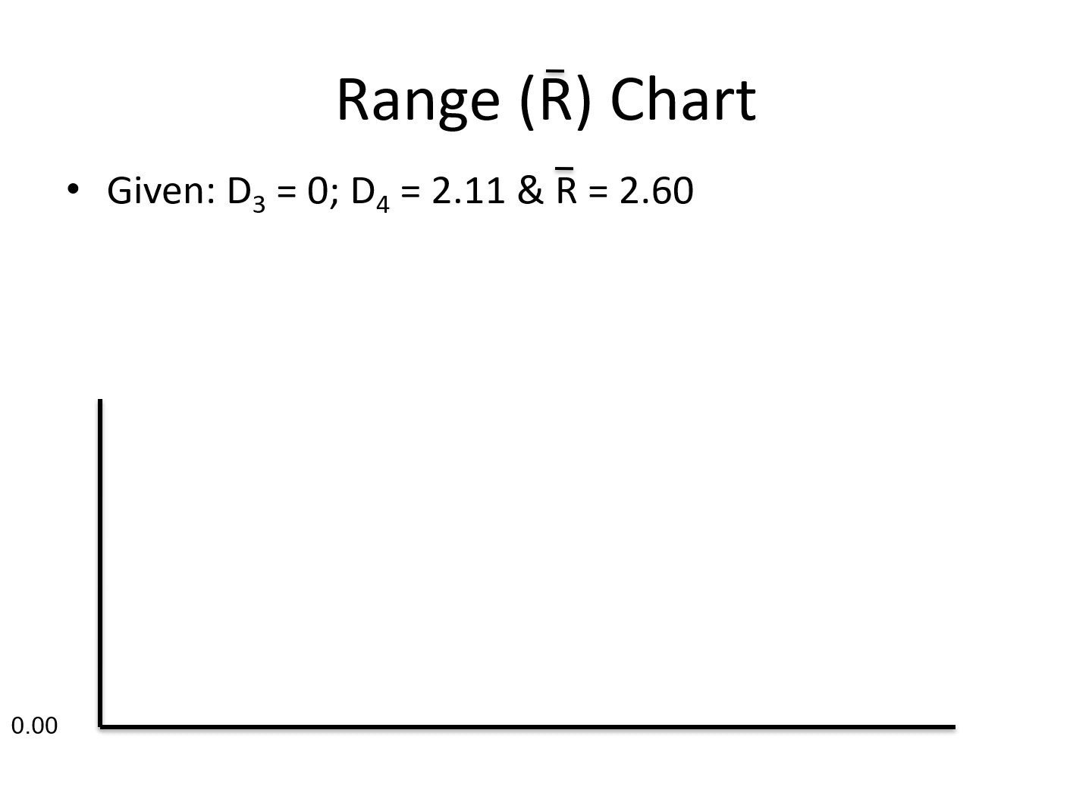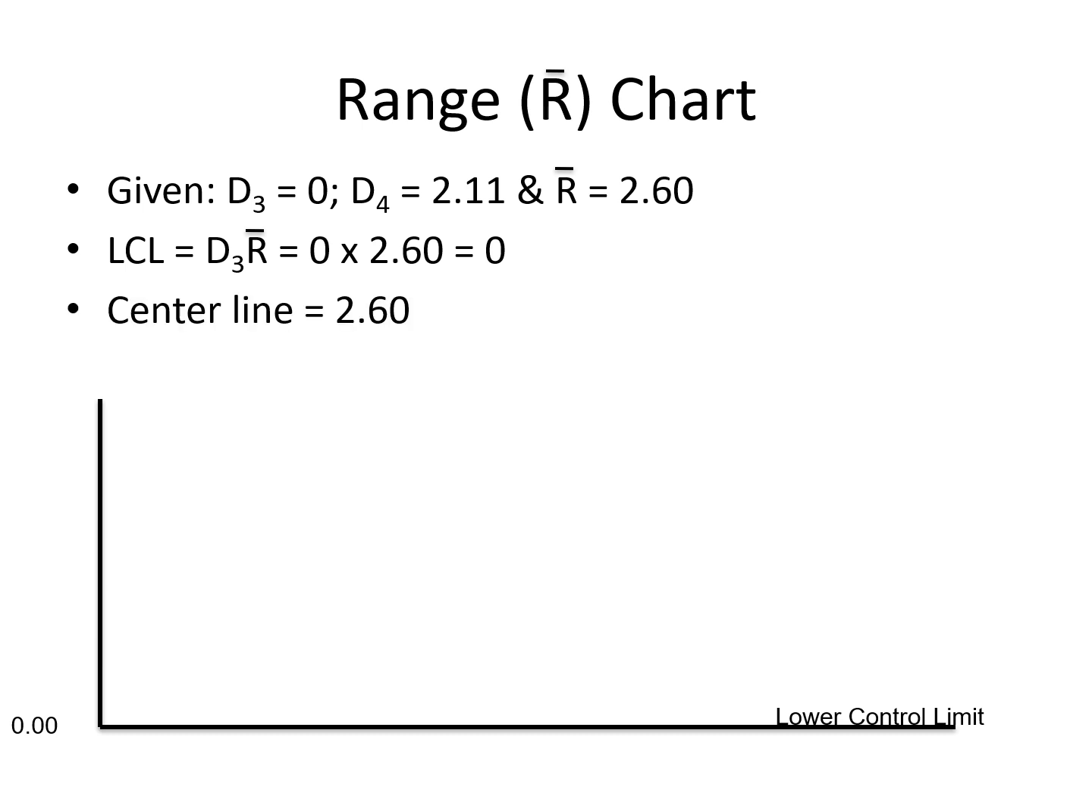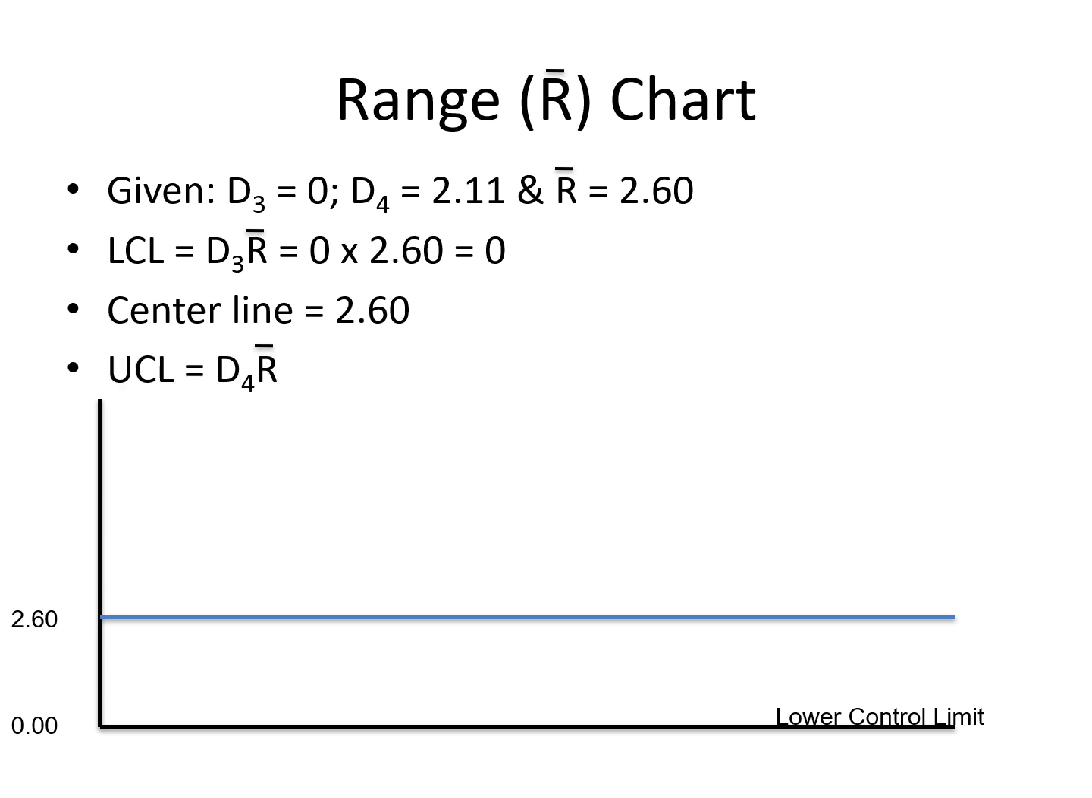So drawing the various lines, first and foremost, we have the lower control limit. Lower control limit was D3 into R bar. Since D3 is 0, it would be 0 into 2.60, which is 0. So the lower control limit would coincide with the baseline. Coming to the center line, as we know, it would be the R bar, which is 2.60. So we simply draw 2.60 as the center line. So we have the lower control limit and the center line.